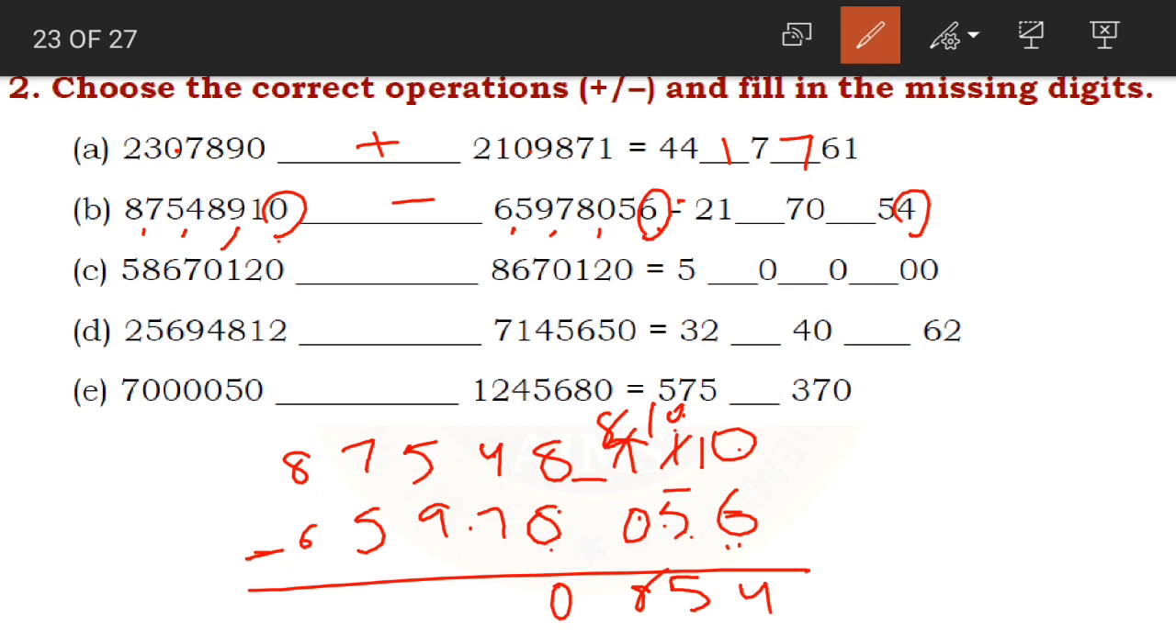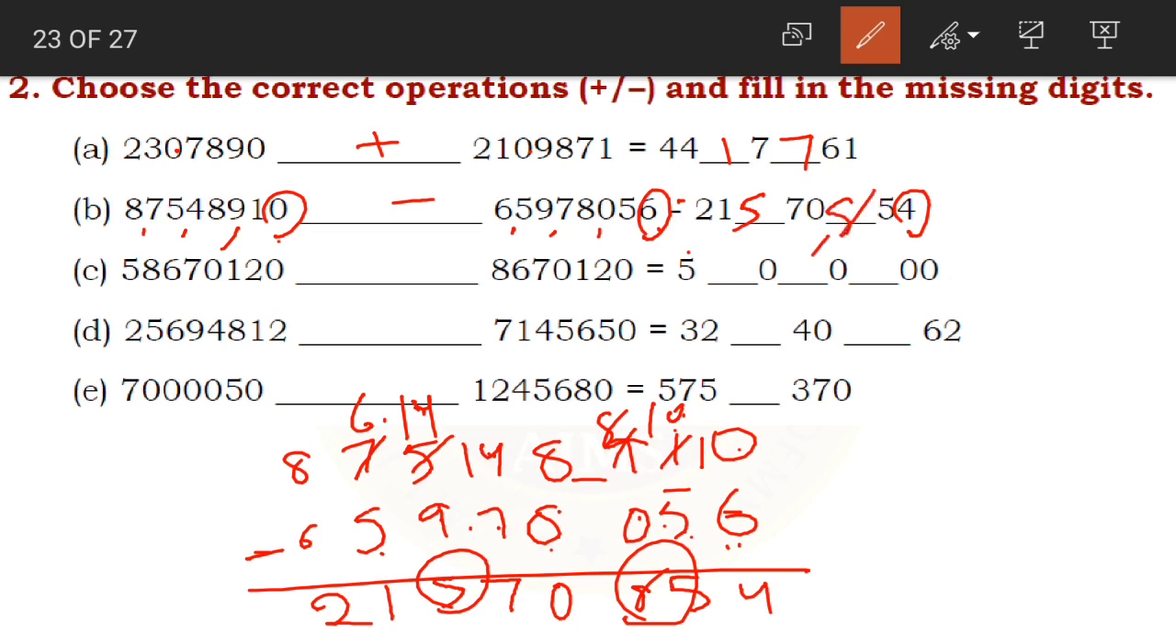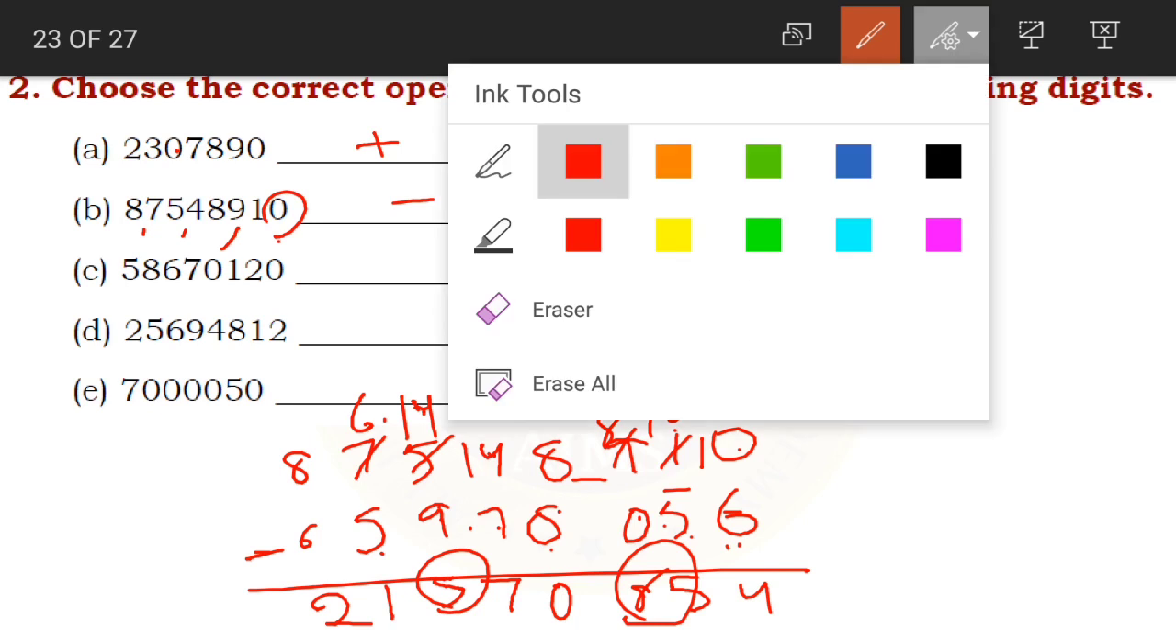8 minus 8, 0. 4 minus 7, not possible, so again we'll borrow. 14 minus 7, 7. 4 minus 9, not possible, so we'll borrow. 14 minus 9, 5. 6 minus 5, 1. 8 minus 6, 2. Yes children, if you look at the answer given here, what numbers are missing? 5 and 8. What is our final answer here? 2 crores 15 lakhs 70,854 is our final answer.